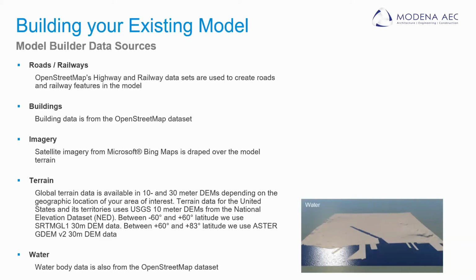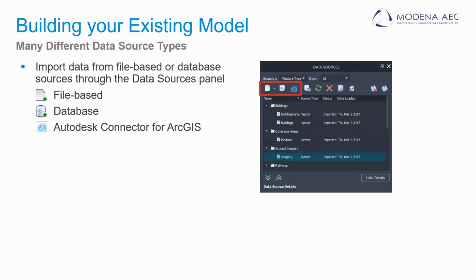Your water bodies are also extracted from OpenStreetMap and then displayed within Infraworks. So when building your existing model, you can import different types of file formats. Firstly, you have your file-based imports, like a Revit model or a Civil 3D model. Then you have your database files, for example an Excel spreadsheet. And then you can use your Autodesk connector for ArcGIS if you have access to the platform. This will bring in existing pipe networks, etc., from ArcGIS itself.